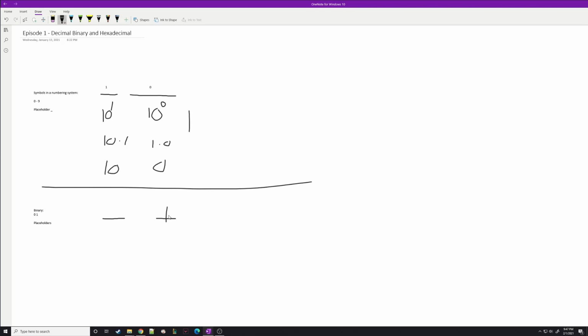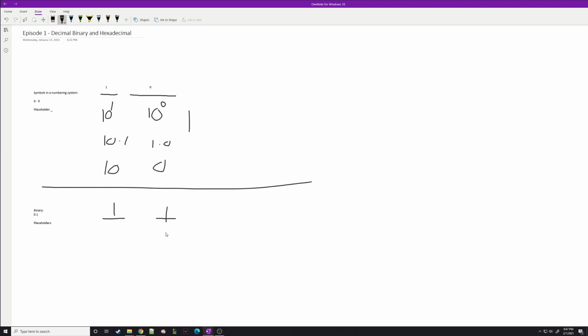So then what if I want to go up from here? Can I just draw a 2? No, I can't because there's no such thing as 2 in binary. So that's when you would add the second placeholder, and you would put a 1 there. And now you have a larger number than you would with just one placeholder.